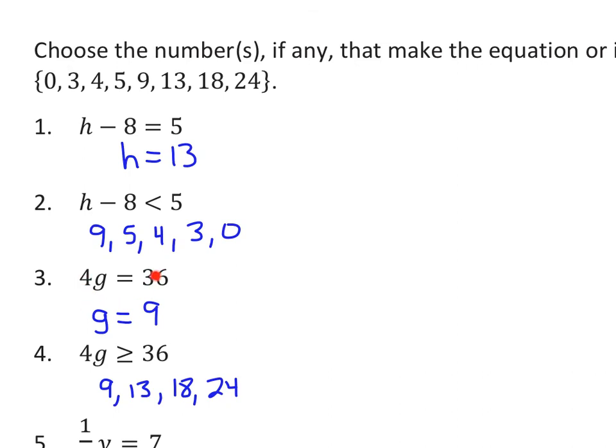4 times 9 is 36. And these could be 9, 13, 18, or 24, because it can equal 36, or it needs to be greater than 36.